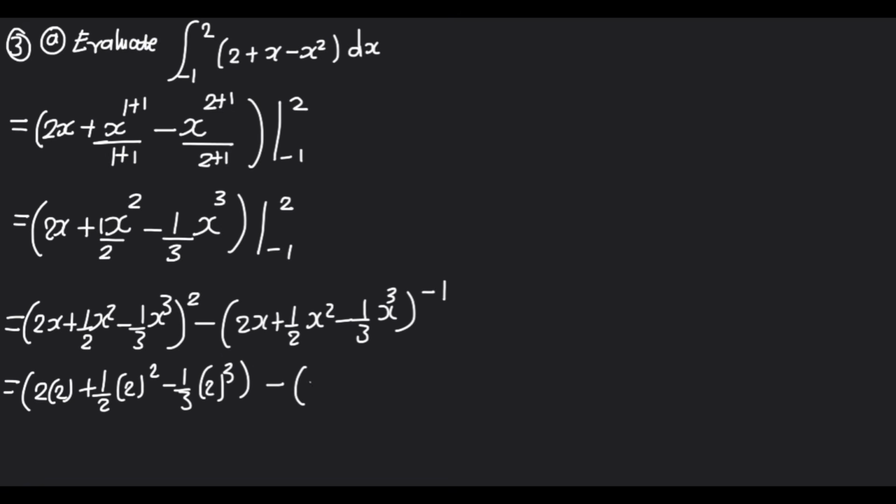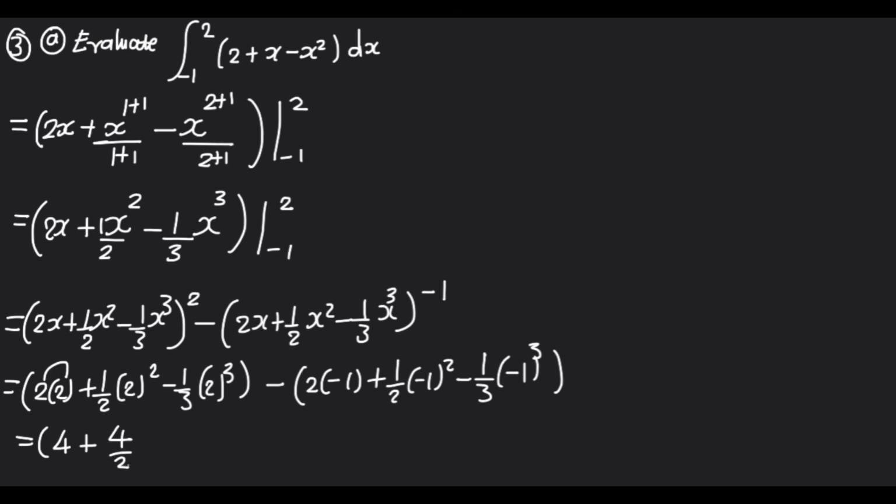So here we need to substitute x with -1. Okay, so now let's see how we can simplify. So this one, 2 times 2 will give us 4, plus 2 times 2 squared is 4, times 1, that is 4 over 2, minus 2 raised to the power 3 is 2 times 2 times 2, 3 times, so we get 8 times 1 is 8 over 3.